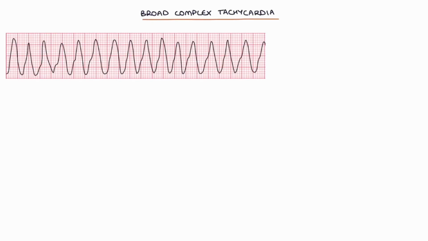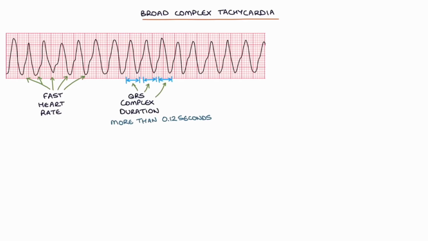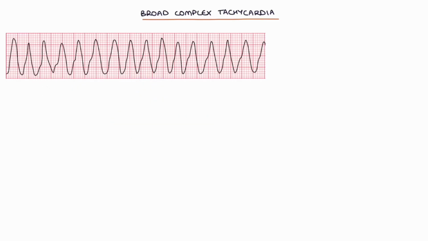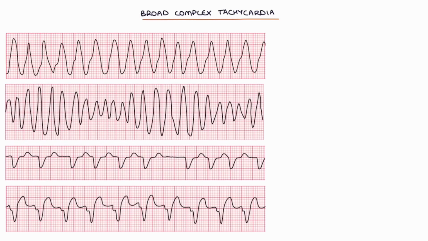Next, let's talk about broad complex tachycardia. Broad complex tachycardia refers to a fast heart rate with a QRS complex duration of more than 0.12 seconds, or 3 small squares on an ECG. The resuscitation guidelines break down broad complex tachycardia into 4 main groups.